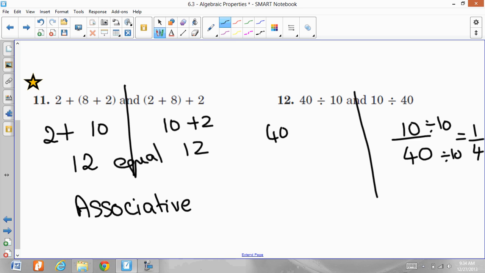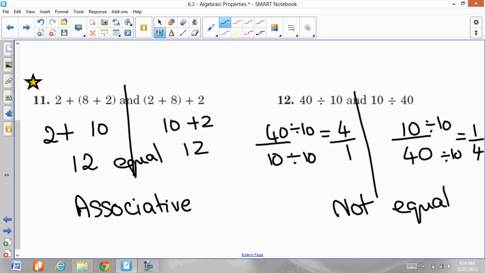So 40 divided by 10, I can simplify both by 10. 40 divided by 10 is 4. 10 divided by 10 is 1. So this gives me 4 over 1. 10 over 40 simplified by 10 and 10. 10 divided by 10 is 1. 40 divided by 10 is 4. So 4 over 1 is not the same as 1 over 4. So they are not equal.